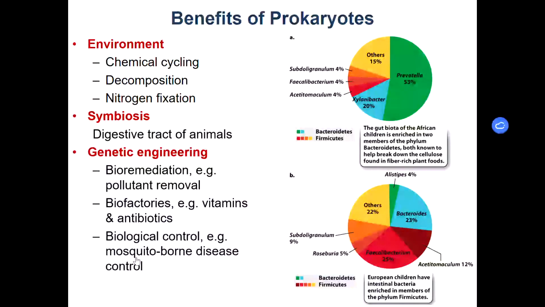We can use things for genetic engineering, so bioremediation, so we can actually put prokaryotic organisms into the environment to help do things such as pollutant removal, so such as cleaning up oil spills. Some of those extremophiles will be able to break down the oil. We can use biofactories to make things such as vitamins and antibiotics. So most antibiotics we get from bacteria.